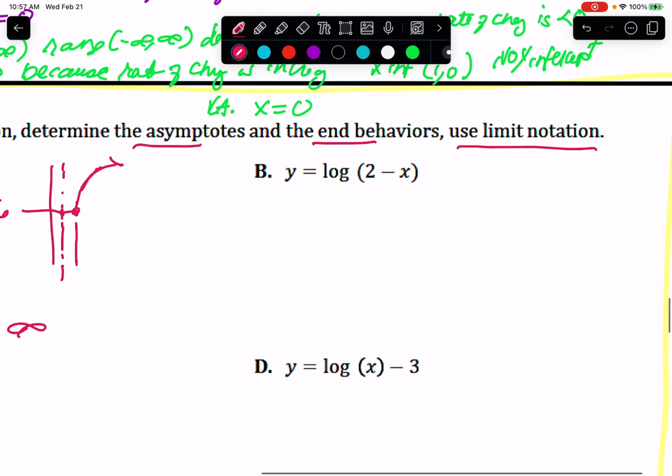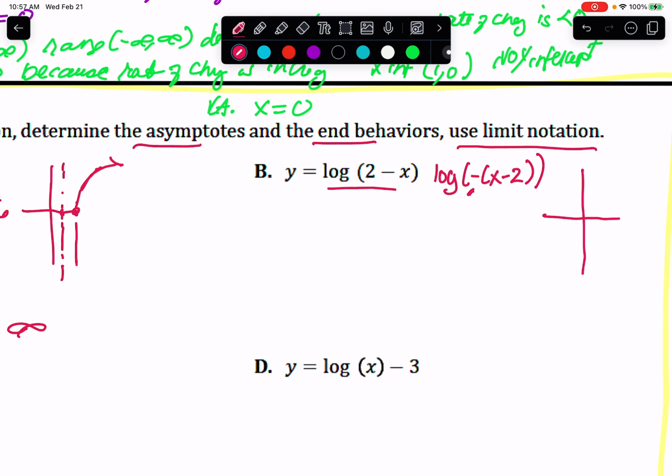Now you have to rewrite this one because you have a negative x here. So remember how to do this. You have to factor out the negative and just have a positive x, so it would be x minus 2. That means we have a reflection over the y-axis, and then we translate right 2. So how would this look? Let's do it in steps.